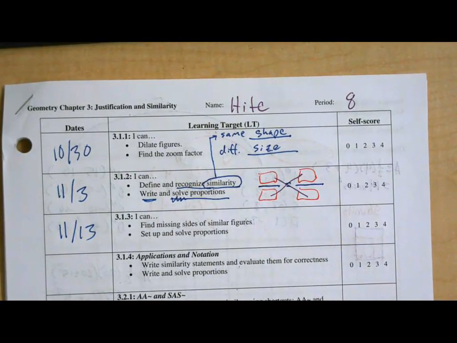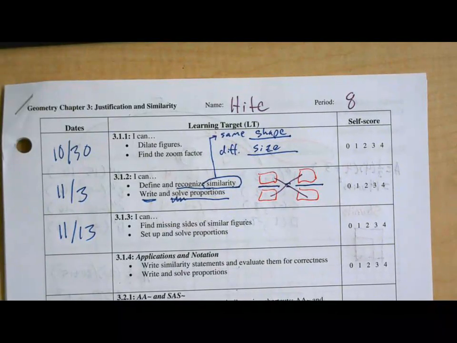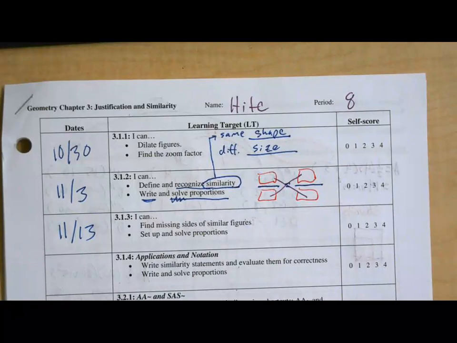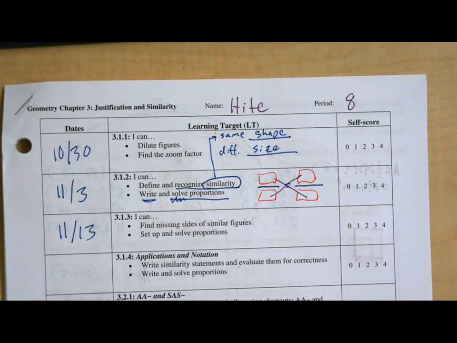Now this comes up in the real world all the time when you're dealing with things like blueprints. You're trying to construct something and they've got some of the dimensions on there, but they don't have all of them. And you're trying to figure out some missing dimension that's not written on your blueprint.